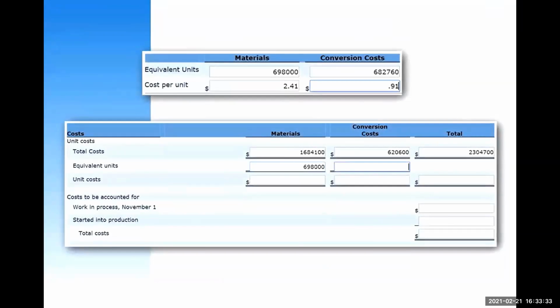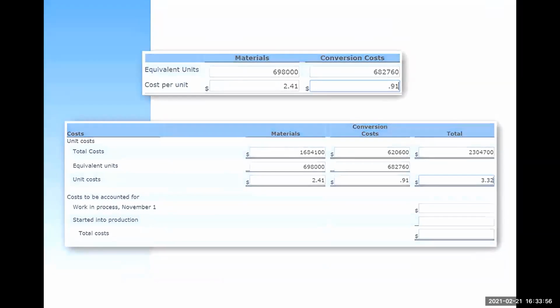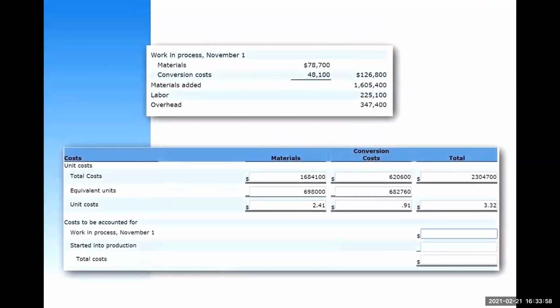The equivalent units that we calculated previously were 698,000 and 682,760. If we divide the cost by the equivalent units, as we did earlier, you get 2.41 as your unit cost for materials and 0.91 as your unit cost for conversion costs. The sum of those two then would be $3.32.